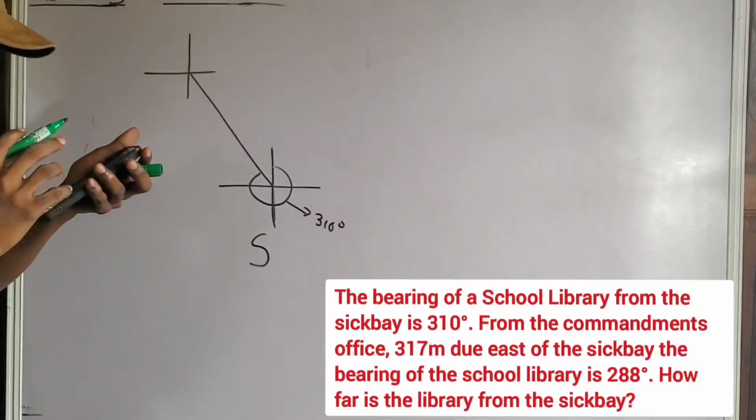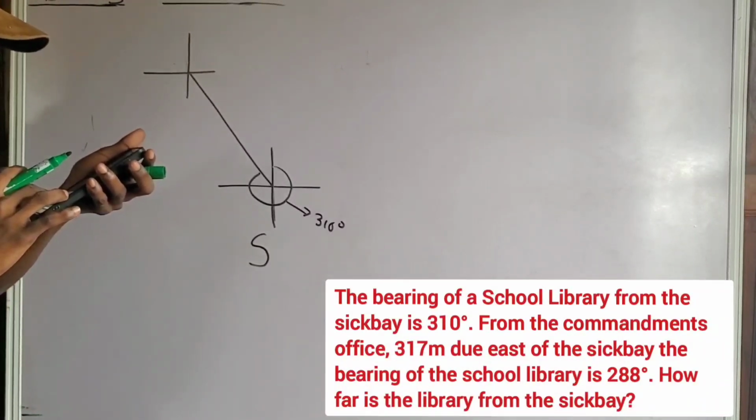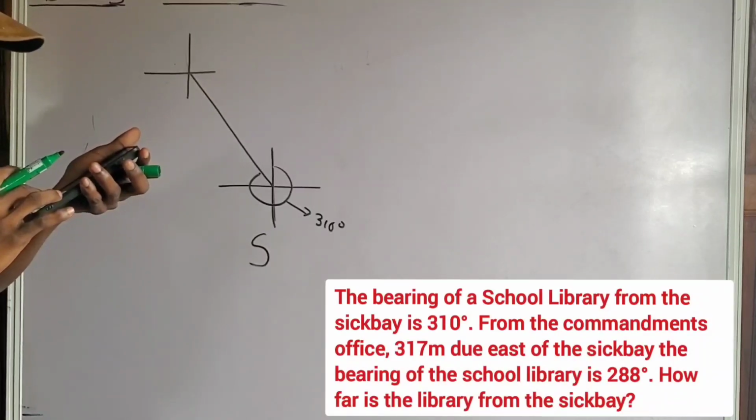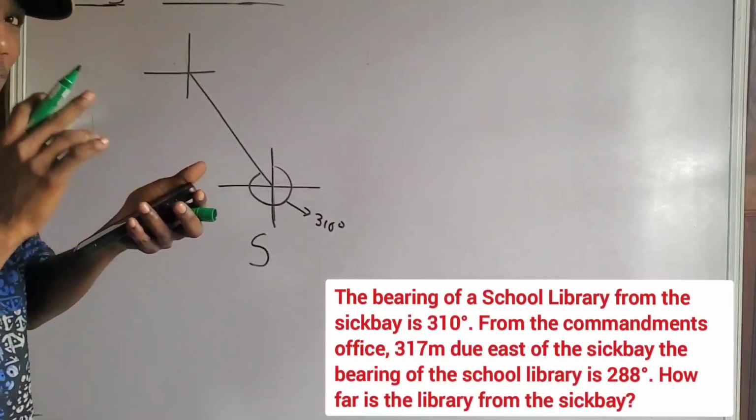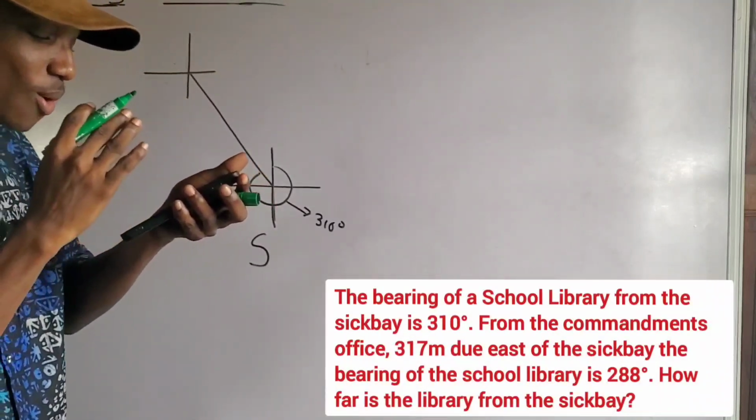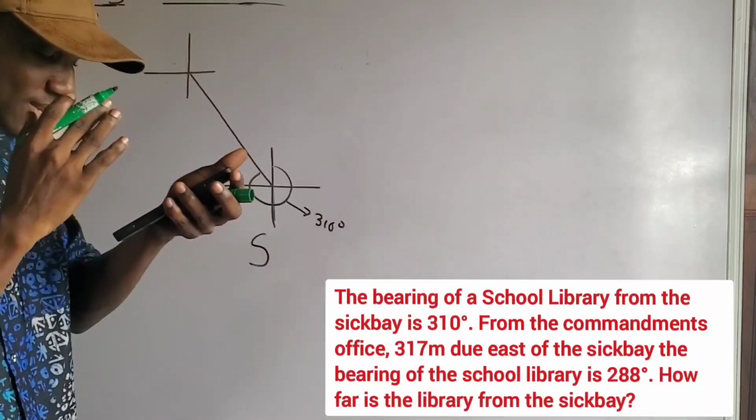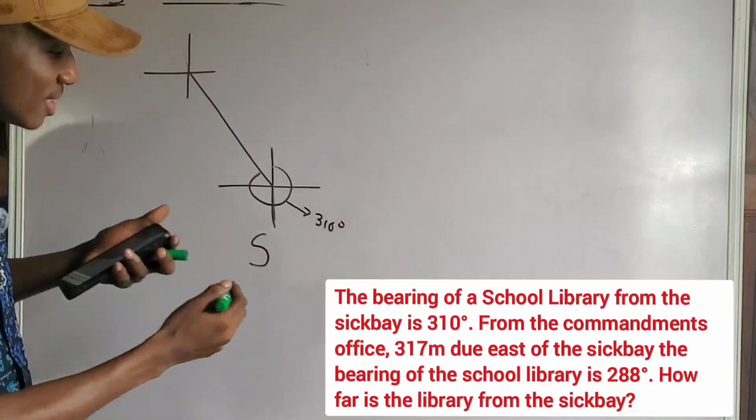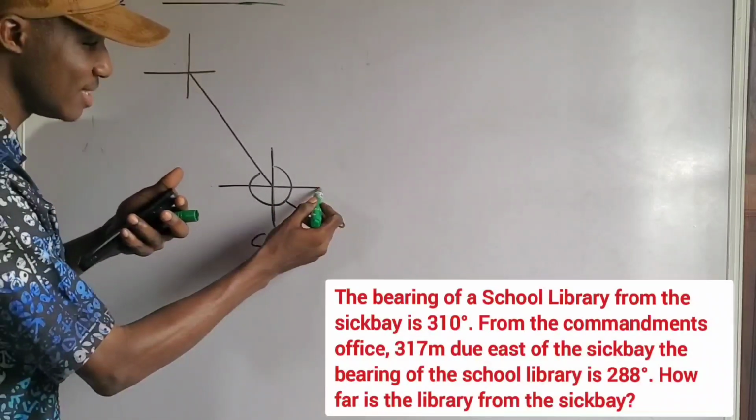Now, from the commandment office, 317 meters due east of the sick bay. From the commandment office, listen to that question. Pay attention to that statement. From the commandment office, 317 meters due east of the sick bay. This is the sick bay. This is the north, this is the south, this is the west, and this is the east.